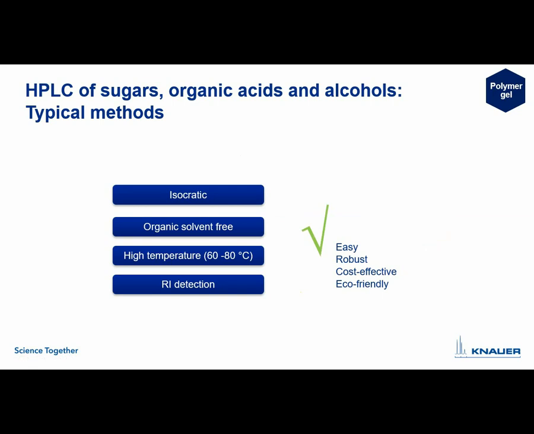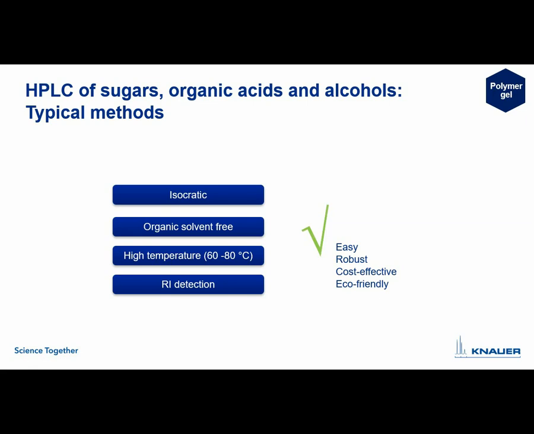Typical methods for these columns are really, really easy. So whenever you find a column that's working well for you from these polymeric ones, it will be a really easy method that you can use. They are always isocratic. They are most often organic solvent free, so you just use water as an eluent, but you have to use really high temperatures. Typically we start at 60 degrees Celsius, but normally it's more 70 or even 80 degrees. This is caused by the polymer gel.